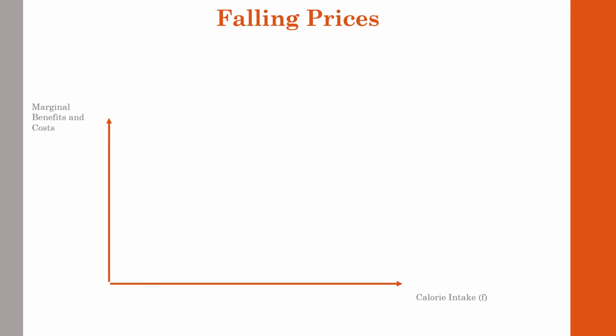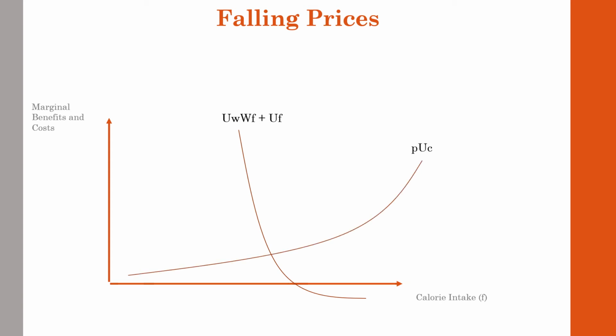And this is what it looks like on the graph. So here again you have your utility, it's subject to the opportunity cost, but now the price of food has fallen, the opportunity cost shifts to the right, and what we do is we increase the amount of food that we eat.